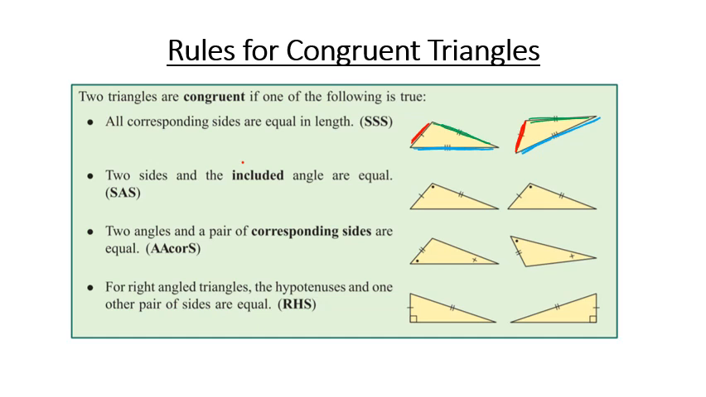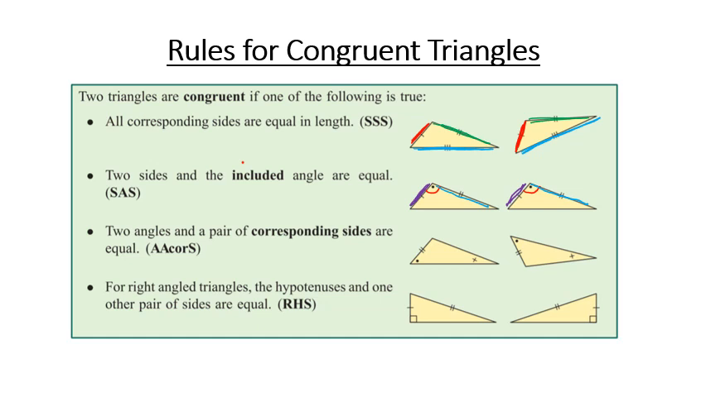The next rule says 2 sides and an included angle are equal. As you can see, we have an angle and an angle. It's the same angle, given by the dot. And the 2 sides connecting to that angle, these ones are the same length, and these ones are the same length. So the rule is SAS, which is side, angle, side. So 2 sides and 1 angle are the same.